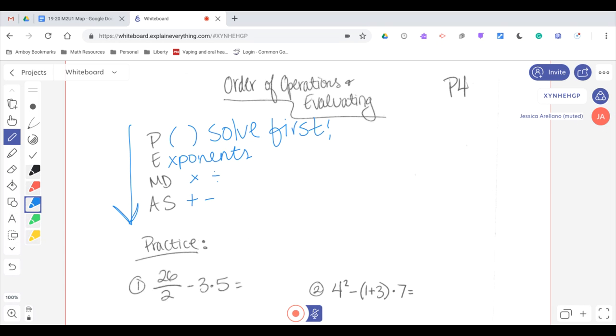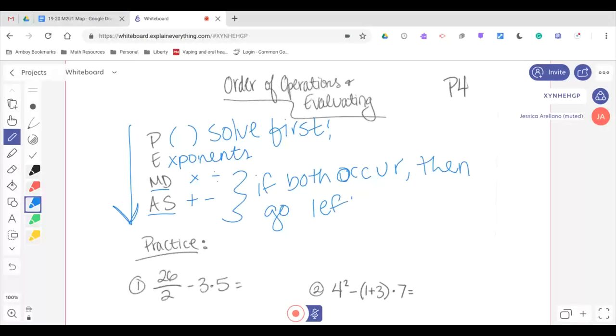If you notice, I wrote them side by side, MD and AS, instead of in order, and that is because I want to remind you that the M doesn't come before the D. You're not supposed to do multiplication before division. If both occur in the same problem, then you just go left to right. Okay, let me show you an example.